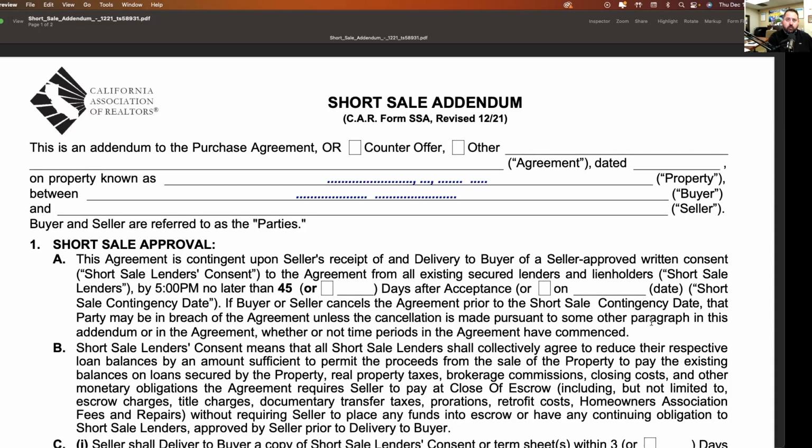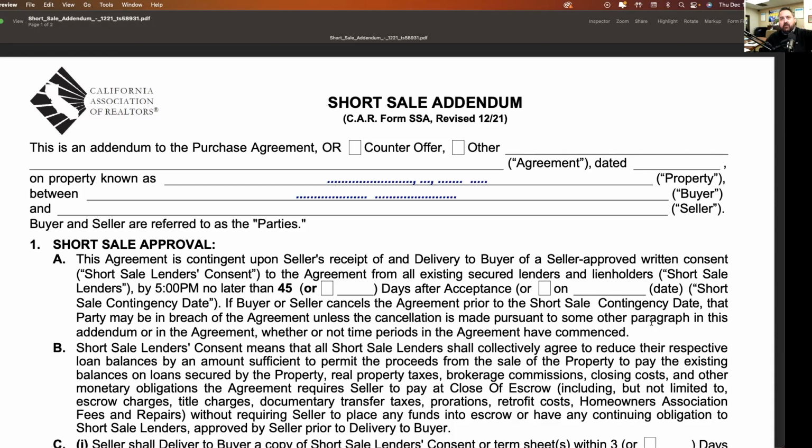So when you know you're writing an offer on a short sale, you've got to put this in, because it changes the terms of the RPA to allow for the time necessary to get approval of the short sale. All right, so the short sale addendum is an addendum to the purchase agreement. Generally, 99% of the time, it's an addendum to the purchase agreement, because you're incorporating it with your purchase agreement.